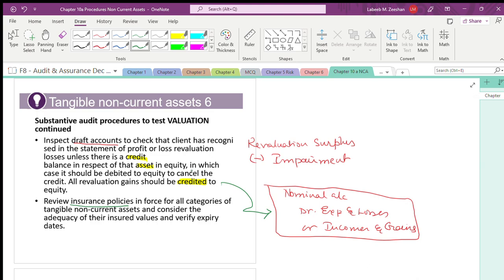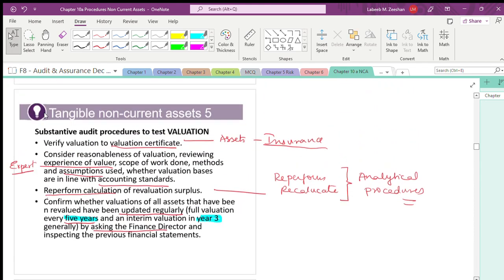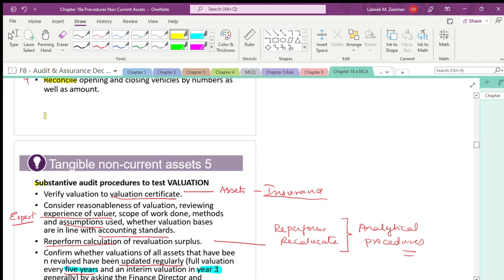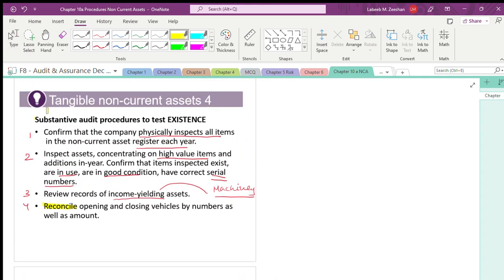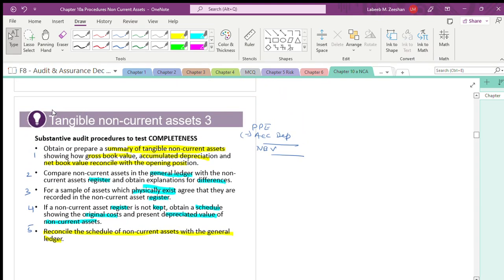Review the policies in force for all categories of tangible assets and consider the adequacy. You are not saying all categories. For a sample of assets, review insurance policies. Understand? We cannot cover all, so it is for a sample of assets. This is what it says. This is nothing but what we call substantive procedures. We are making it in a detailed way. There also we have a substantive procedure.